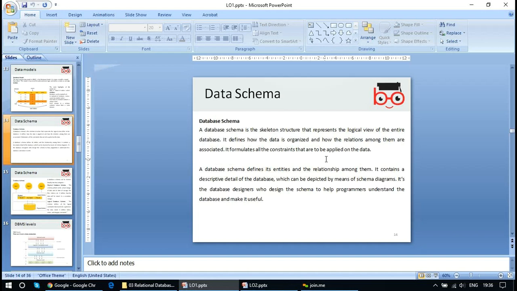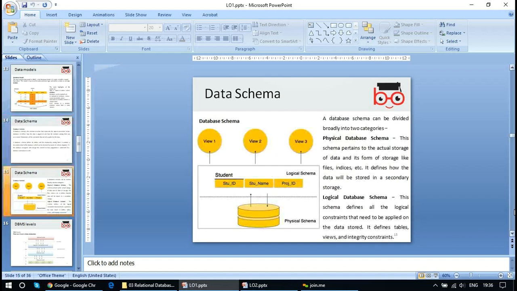It defines how the data is organized and how relations among them are associated. It formulates all the constraints that are to be applied on the data. A database schema defines the entities and relationship among them. So everything you try to talk about the entities and their relationships comes under the schema.